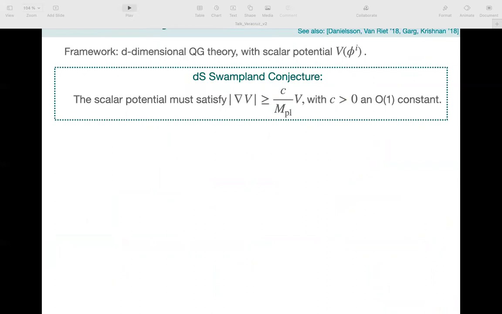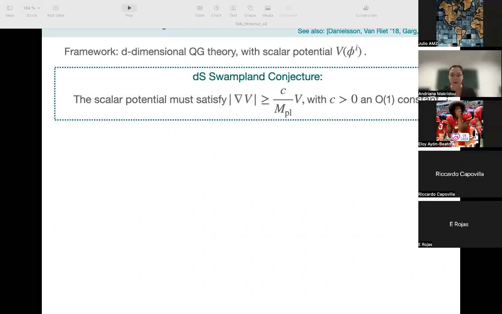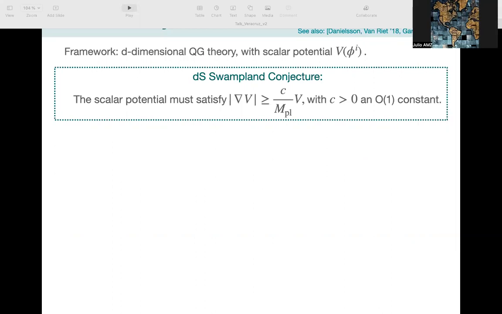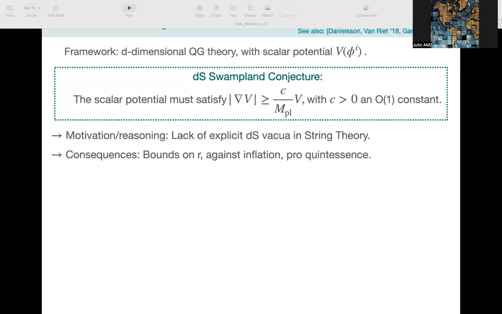The idea was that we look at all the stringy examples, and we cannot properly construct de Sitter. We have some examples of de Sitter, but they are not properly controlled, or this has been debated, let's say. There is not a clear-cut opinion in the community. And so the claim was, okay, there is a way to quantify this. The easiest way to quantify this is to impose that the slope of the potential has to be larger than the potential itself. So this is automatically forbidding any potential with positive value having any kind of extremum. And the reasoning, once again, is just lack of examples.